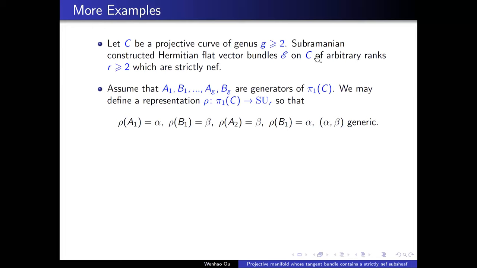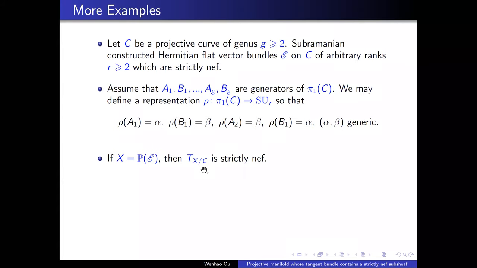So for example, here, if E is such a vector bundle, then this T_{X/C}, where we take X equal to the projectivization of this higher rank Hermitian flat strictly nef vector bundle, we prove that this relative tangent is again strictly nef. Here this is no longer a line bundle, so a little bit more work needs to be done to show that this is strictly nef, but it's not difficult. So we have an example of higher dimension, and in the first case of our classification.